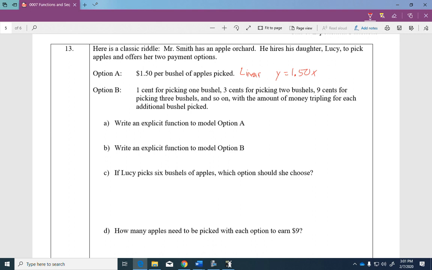Option B is that you get 1 cent for picking 1 bushel. I'm going to write that as 0.01. And then 3 cents for 2 bushels, and 9 cents for 3 bushels, and so on. So what's happening? They actually tell you the money is tripling. If I keep on multiplying by 3 each time is how I'm getting my payment. So if it's multiplying by 3 each time, or if it's tripling each time, those are some key words that tell us it's exponential.